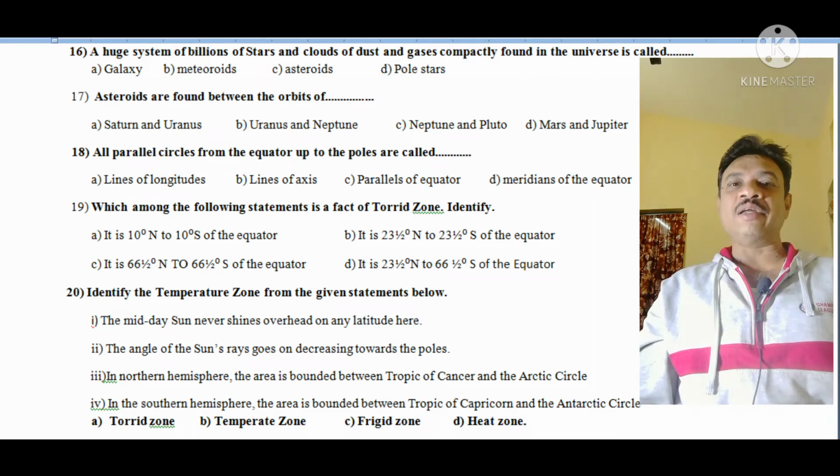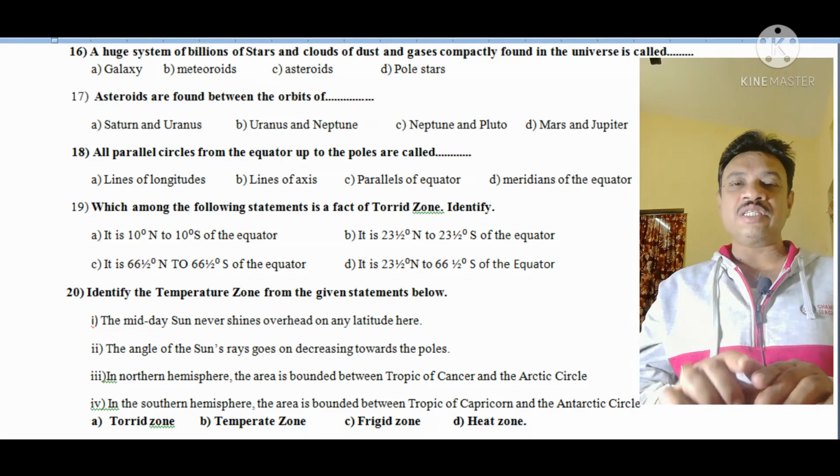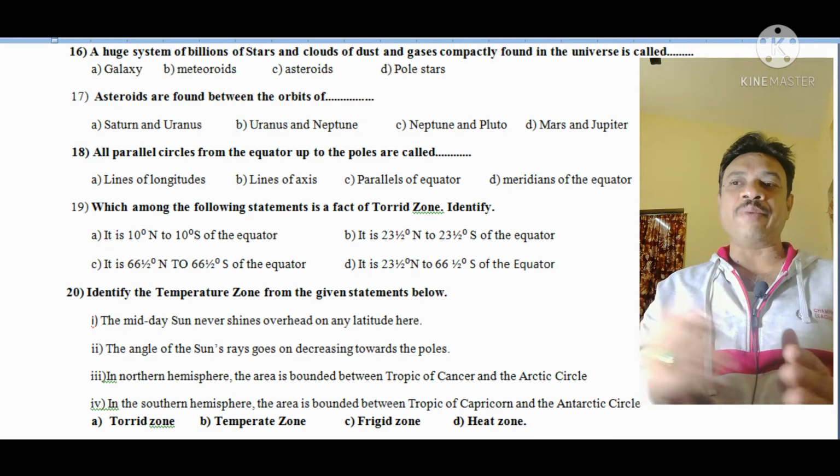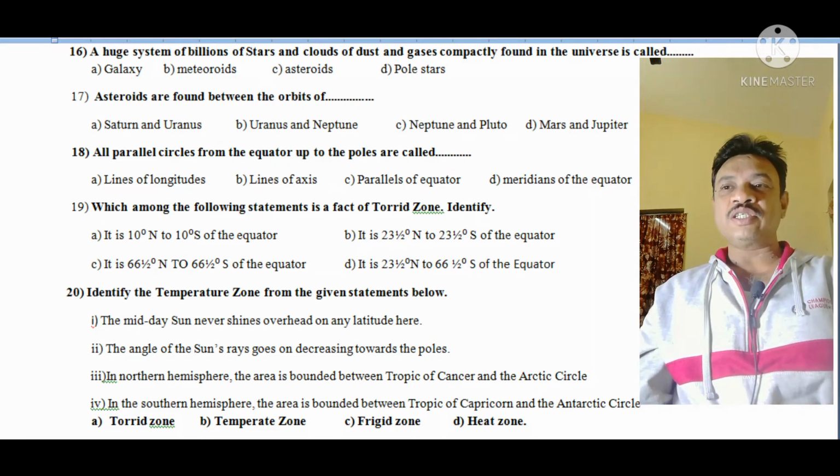That is called a temperate zone, because the above statements are not related to the torrid zone, frigid zone, or heat zone. The statements are completely related to the temperate zone. Okay, your answer should go with B.